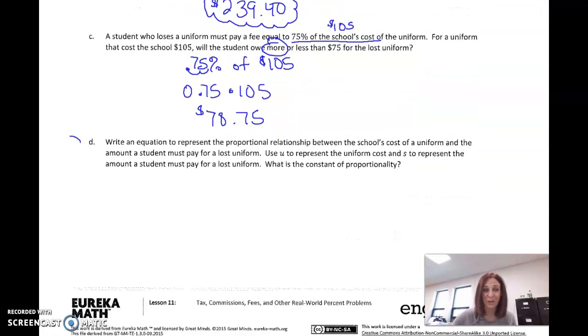All right, one more. This is something you're going to have to do in your homework. It says write an equation to represent the proportional relationship, again, back to proportionality, between the school's cost of a uniform and the amount a student must pay for the lost uniform. So we're not talking about this particular team. We're talking about a student who loses a uniform and must pay a fee equal to 75% of the school's cost.